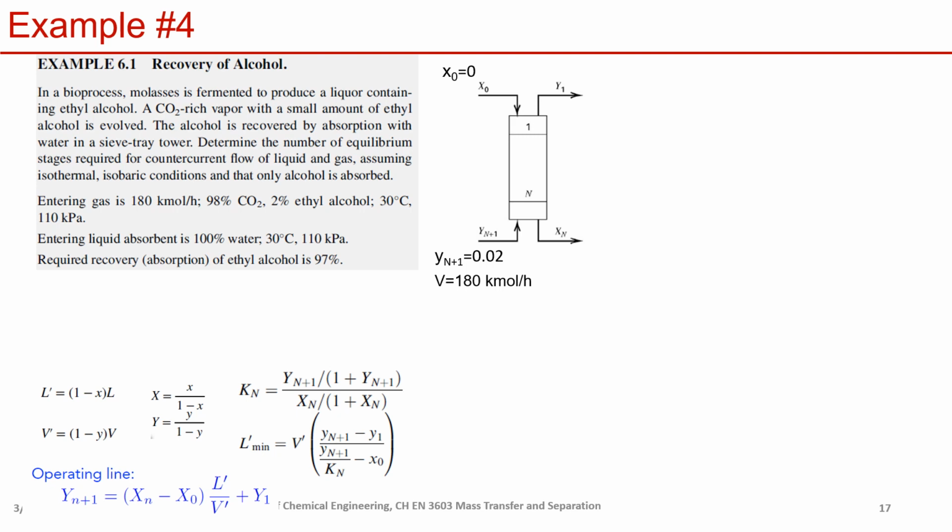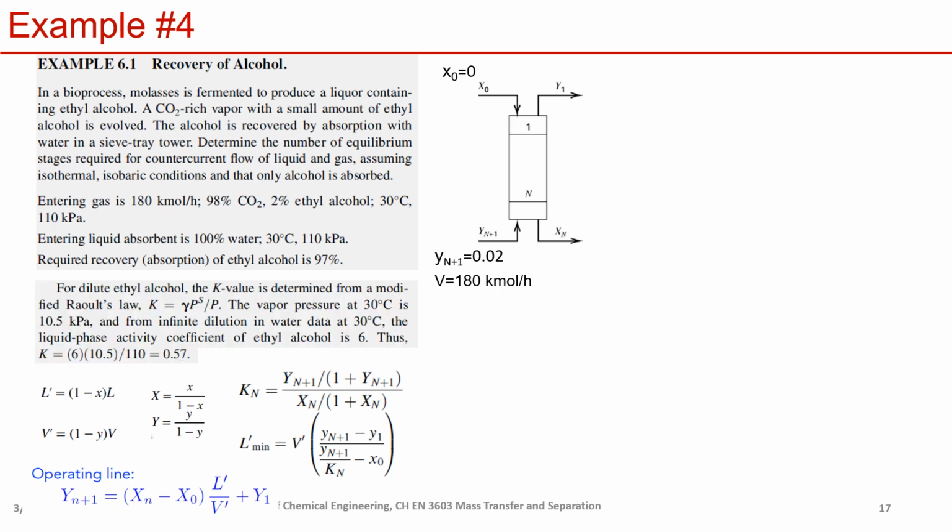Your entering liquid is pure water, right? So that means X0 is 0 at the same temperature and pressure. The required recovery is 97%, that means you have 97% of your alcohol going into the gas stream, and only 3% leaving this absorption tower in the liquid absorbent phase, right? First thing you do is find the equilibrium curve. So here we use modified Raoult's law, and you can find the K value to be that.